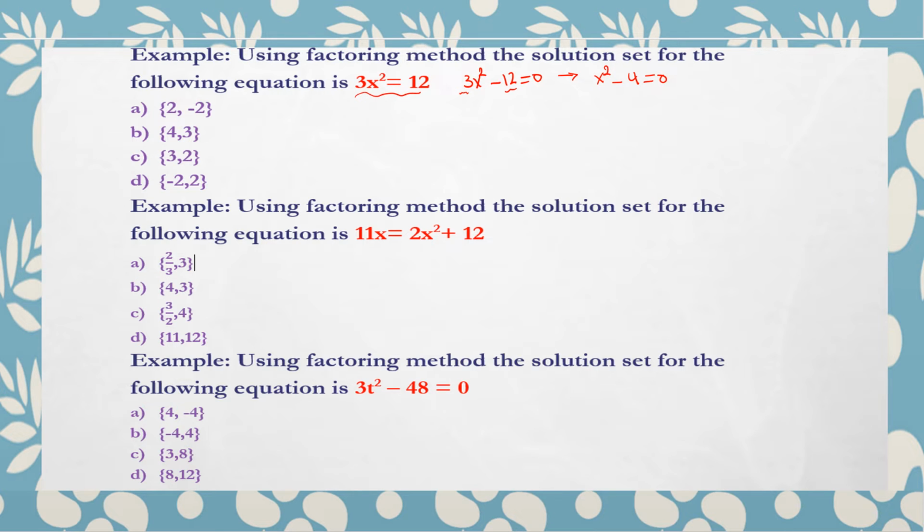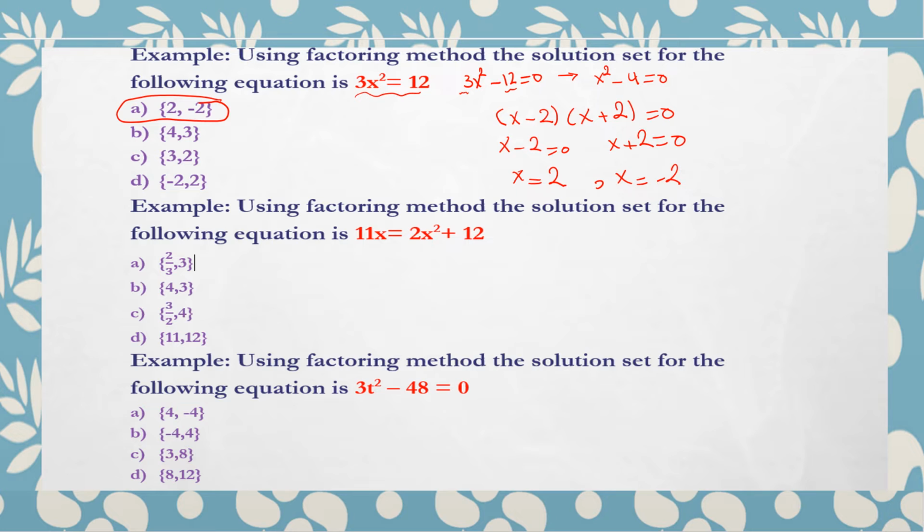And this equals x minus 2 and x plus 2 equals 0. Then x minus 2 equals 0 and x plus 2 equals 0. So x equals 2 and x equals minus 2. So the solution set is 2 and minus 2, and the correct answer is A.